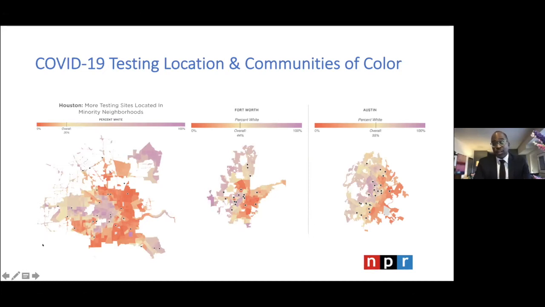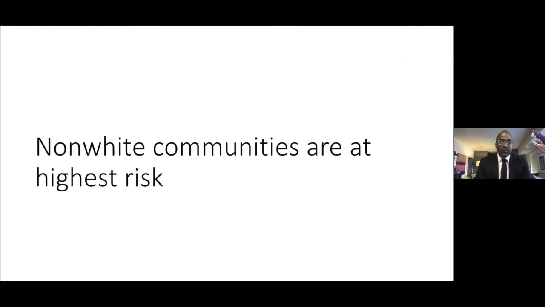This is something that's not just taking place in Texas. We've seen other analyses showing exactly the same thing for Philadelphia, for New York City, for Nashville, for many other places where, when testing was first started, it was being placed in communities that are less likely to be diagnosed with COVID-19. And thankfully, some of that is beginning to change. One of the big takeaways that we do see, though, is that non-white communities are at highest risk for COVID-19.